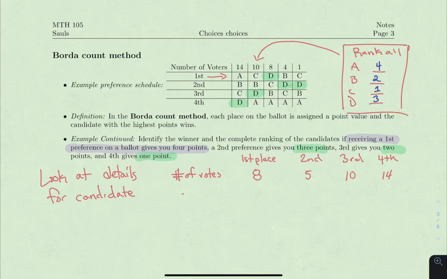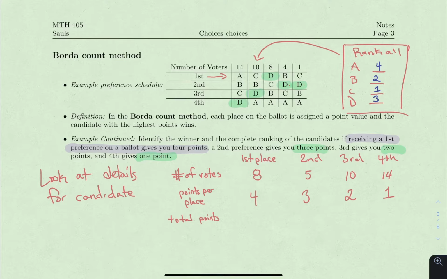If we have a little points per place, we'll just kind of record it. For every first place vote, D is getting 4 points. For every second place vote, they'll get 3 points. For every third place vote, they'll get 2 points. And for a fourth place vote, they'll still get a point. And then so total points.